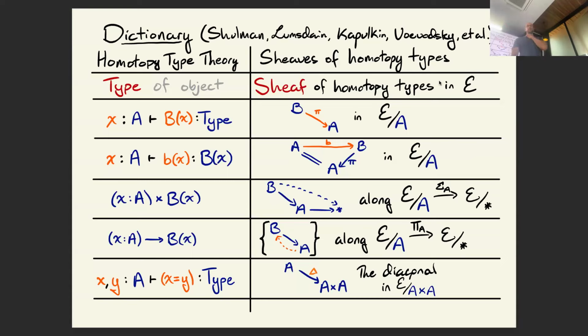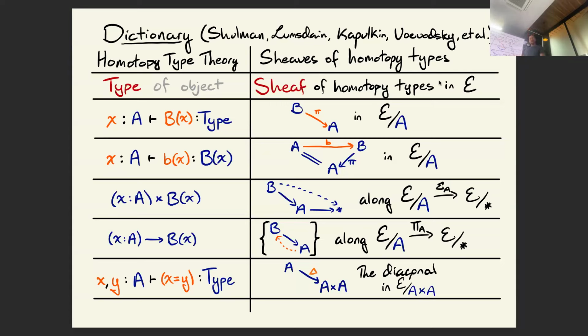which is the right adjoint to pullback, which exists rather miraculously for all categories of sheaves. And finally, let me tell you what the type of identities is. First of all, note that it has two free variables, x and y. So by the above, it must be some map into x times y in the sheaf topos. So which map? Well, it's the diagonal.